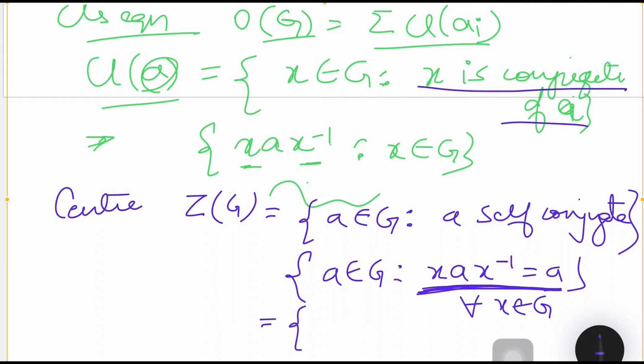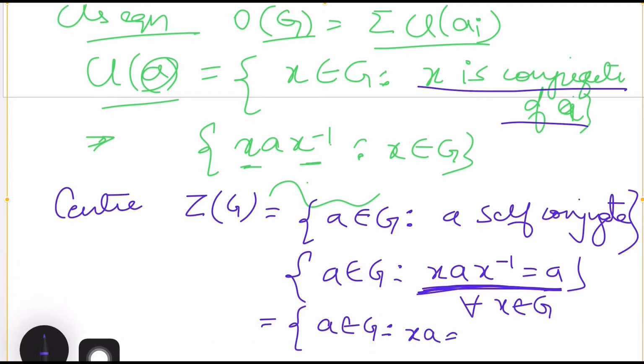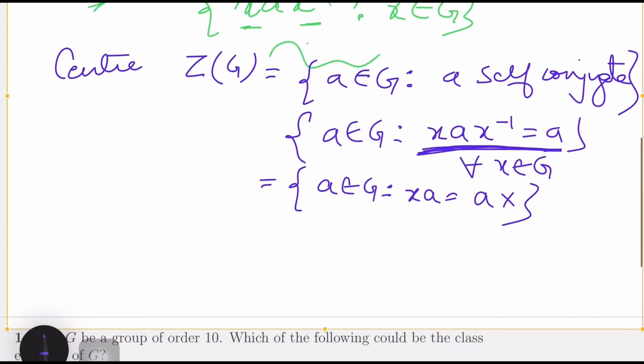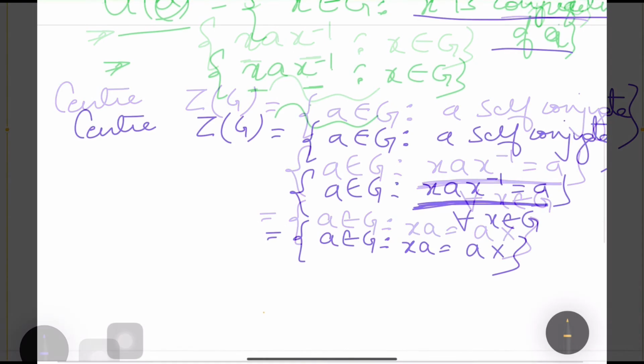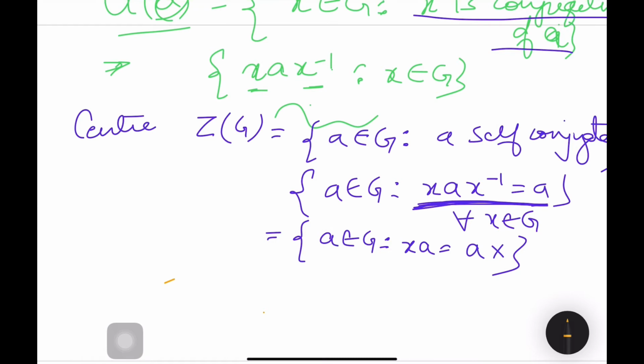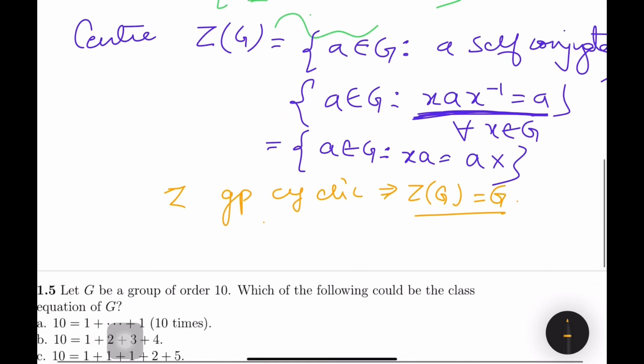Also we can say from here that these are all those elements which are commuting with A, right? So if we are commuting with A, now it's quite simple. We know that for a group which is cyclic, the center is equal to the group itself, right?